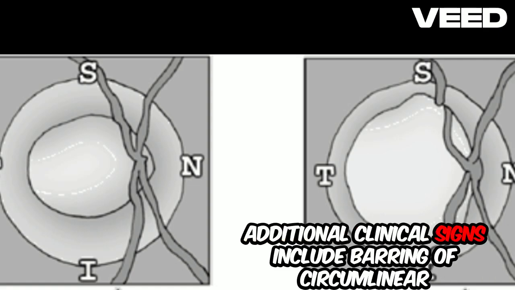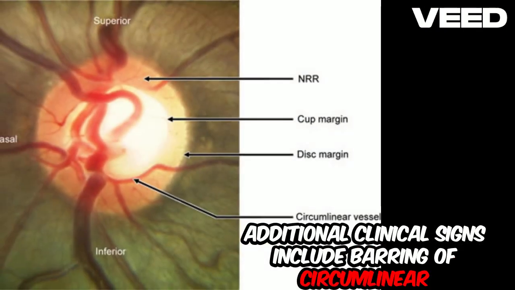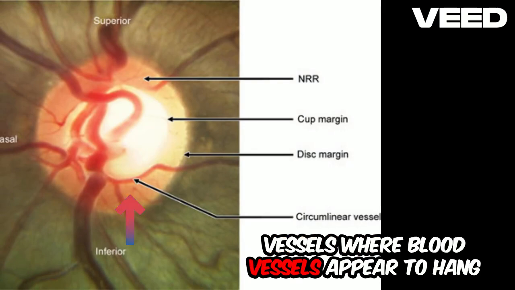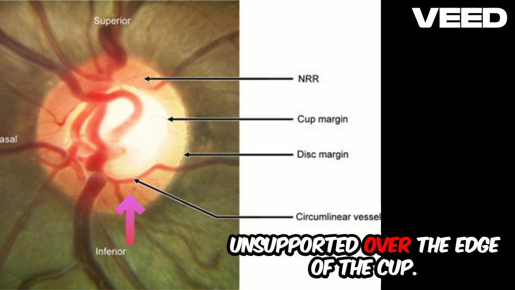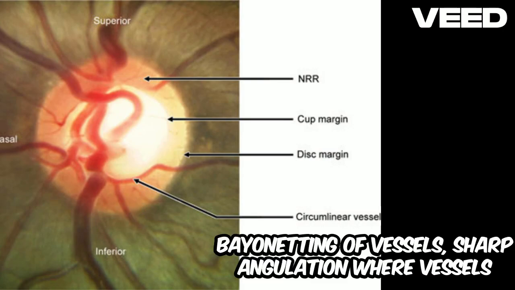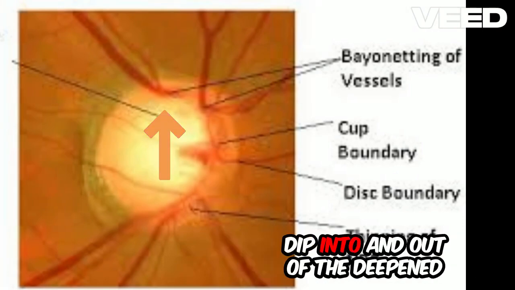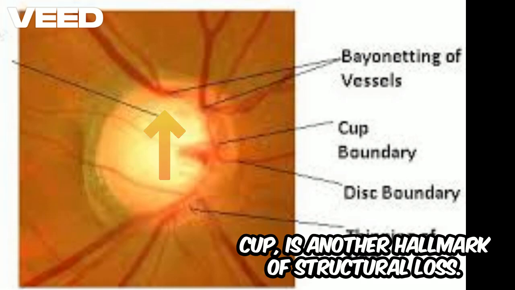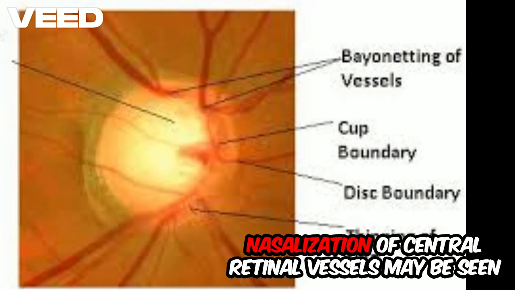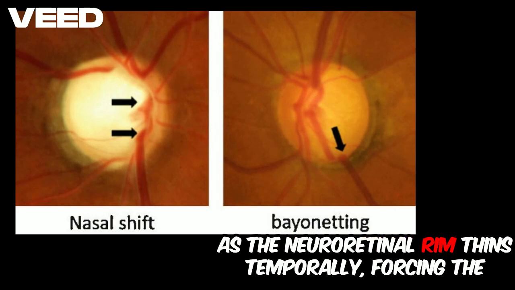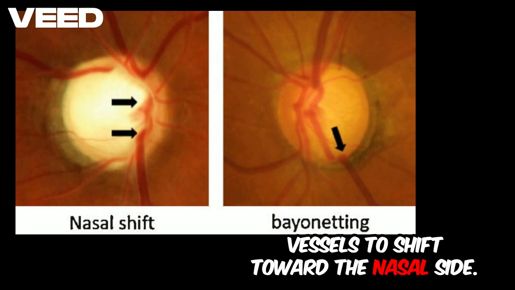Additional clinical signs include bearing of circumlinear vessels, where blood vessels appear to hang unsupported over the edge of the cup. Bayoneting of vessels, sharp angulation where vessels dip into and out of the deepened cup, is another hallmark of structural loss. Nasalization of central retinal vessels may be seen as the neuroretinal rim thins temporally, forcing the vessels to shift toward the nasal side.